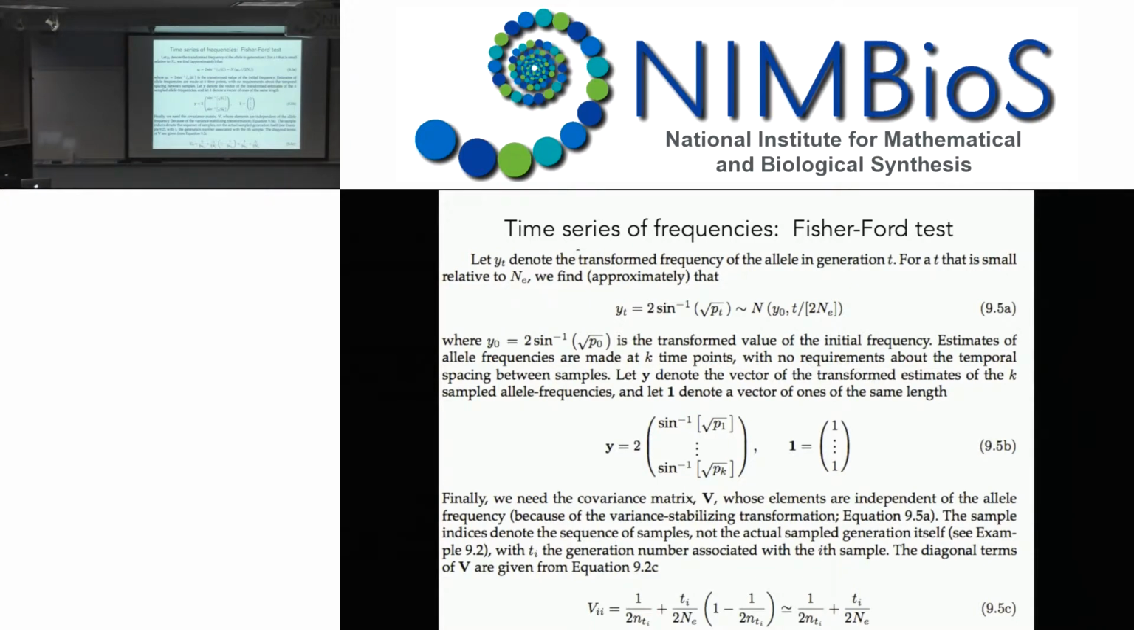Now, after questions, we're going to talk about the more general question. This is called the Fisher-Ford test, where instead of looking at 2 time points, you have a series of time points. They don't necessarily have to be the same distance apart, and we'll talk about that method in a second. But before I do, as always, we've covered a bunch of stuff so far.